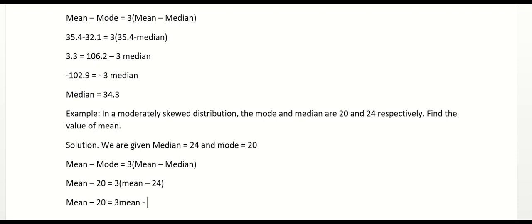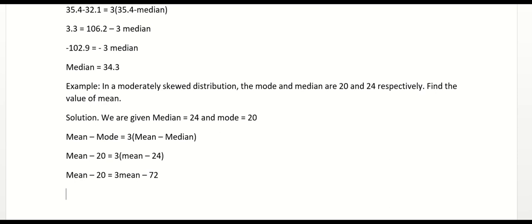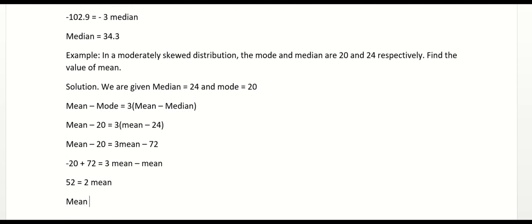So this becomes mean minus 20 equals 3 mean minus, 24 into 3 becomes 72. Now we will solve it. So mean minus 20 plus 72 equals 3 mean minus mean. So 72 and 20 will subtract, it becomes 52. 52 equals 2 mean. So finally mean is 52 divided by 2, which is 26. So this is how we have calculated mean.